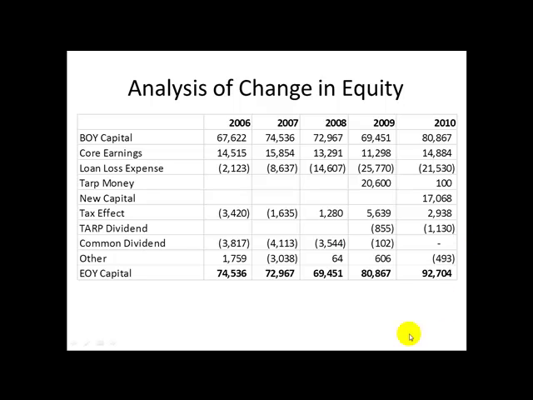The increase in capital was about 12 million. The new capital was 17 million. So where did the other 5 go? The other 5 went into the negative net income. So of the 17, 5 of it went bye-bye into the net loss of 2010.